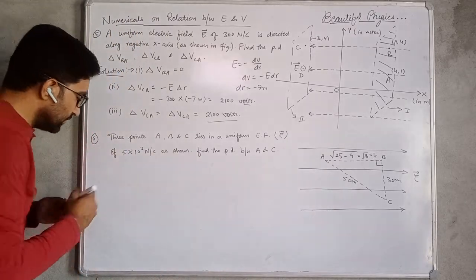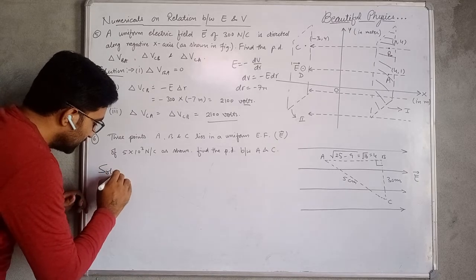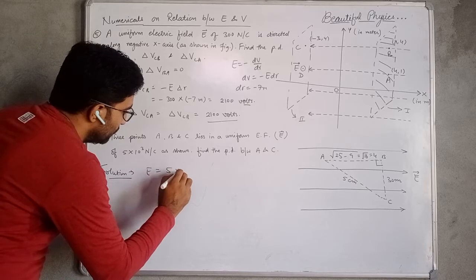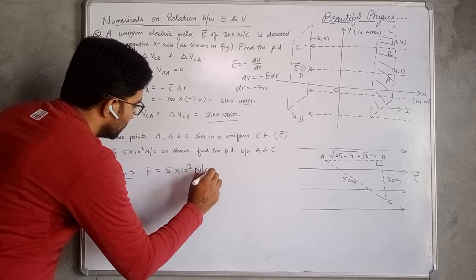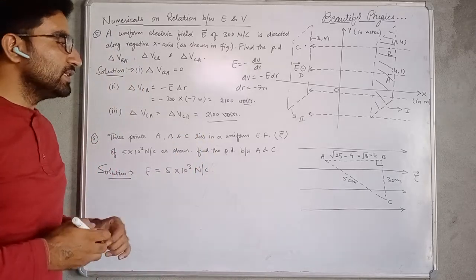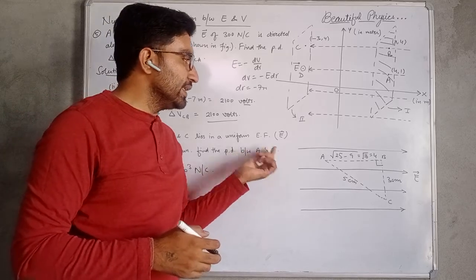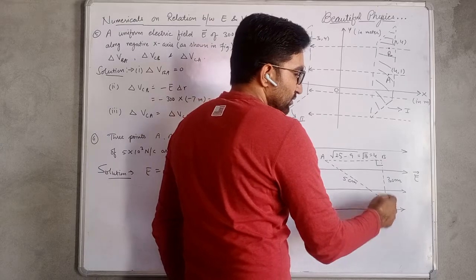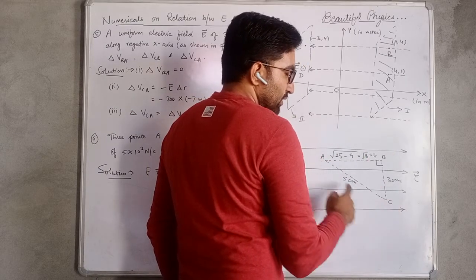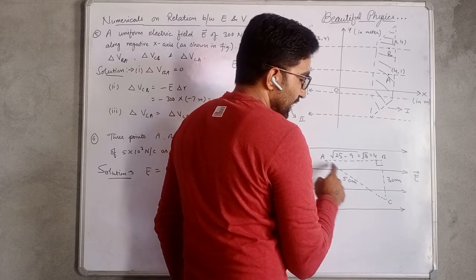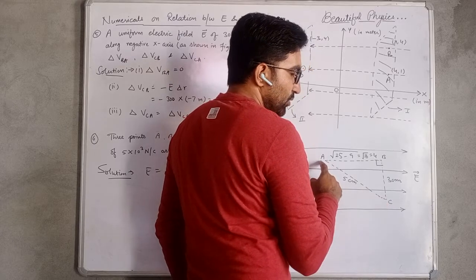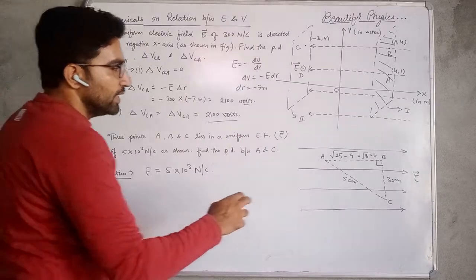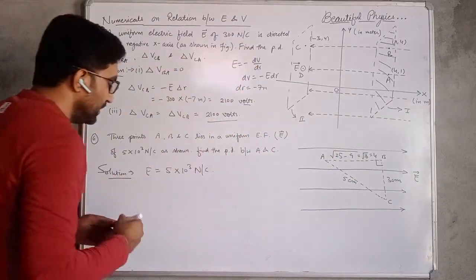Electric field, the value of electric field is given here. Solution. Electric field is 5 into 10 raised to power 3 Newton per coulomb. Find the potential difference between A and C. Again, the points B and C lie on the same equipotential surface. So whether we find the potential difference between A and C, or between A and B, it will be the same. So from there we find the potential difference between A and B.